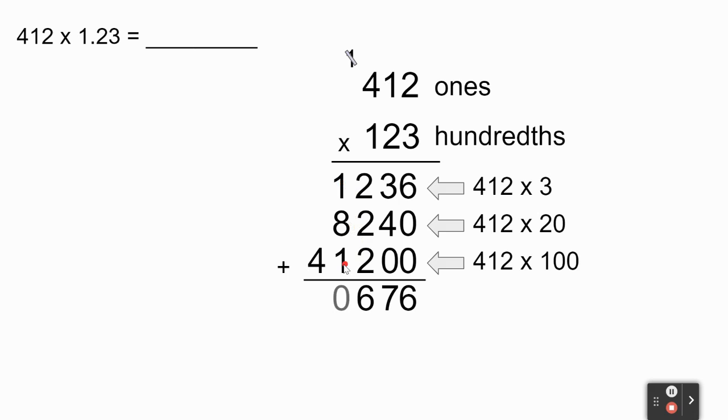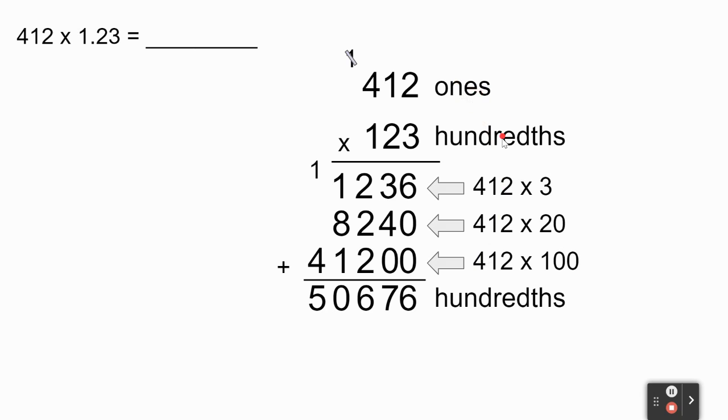So we'll place a 0 in the thousands, regroup the 1 to the 10,000s place. Now 1 plus 4 is 5. So when we multiply the numbers, we have 50,676. But let's not forget to write the place value. Ones times hundredths is hundredths.